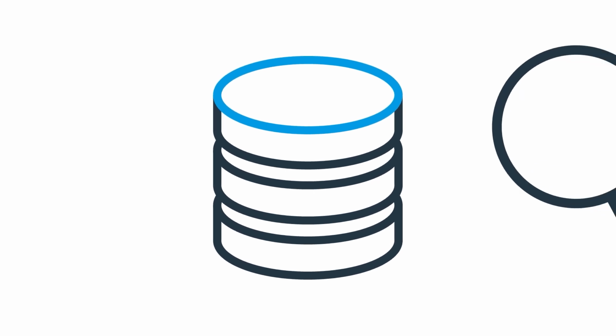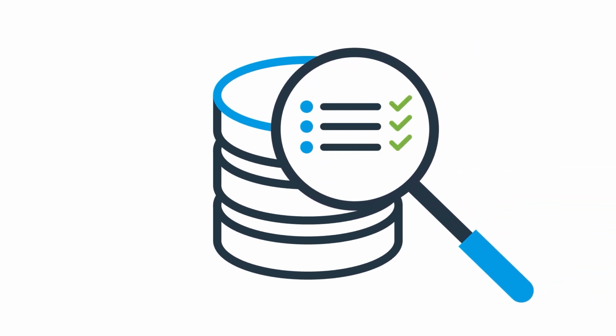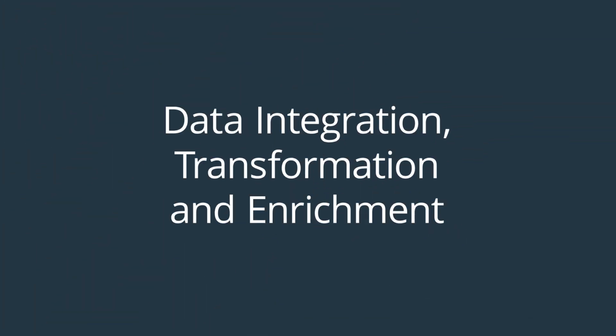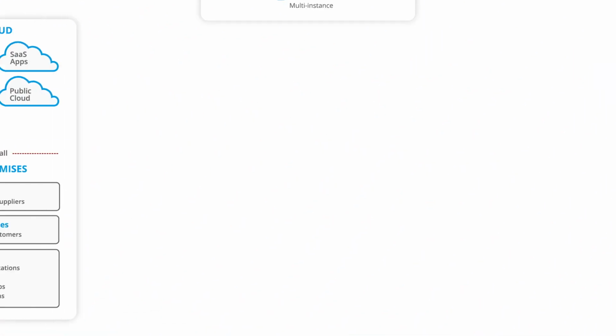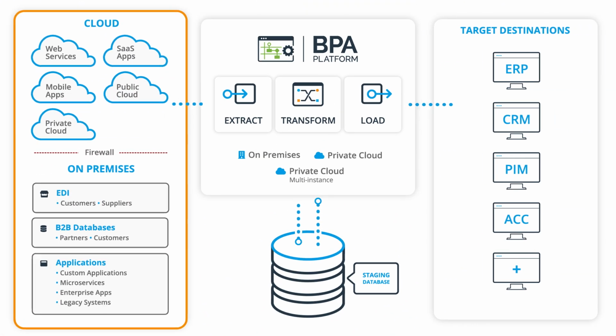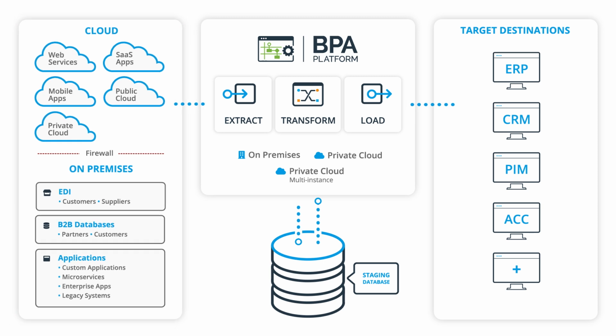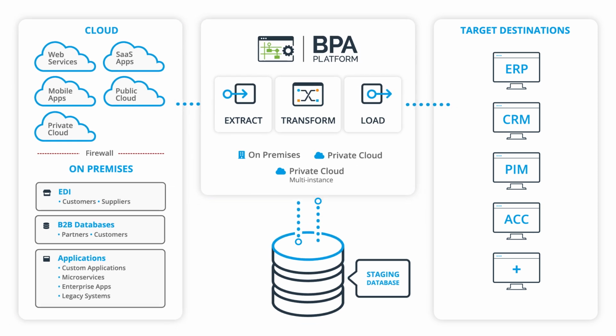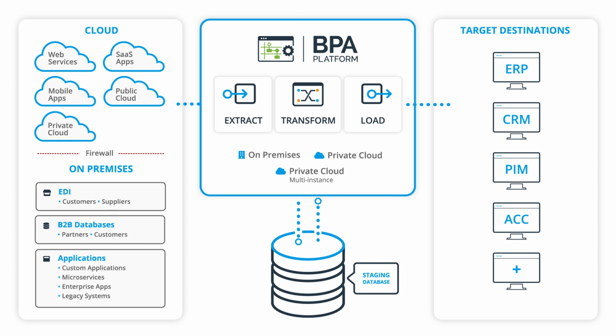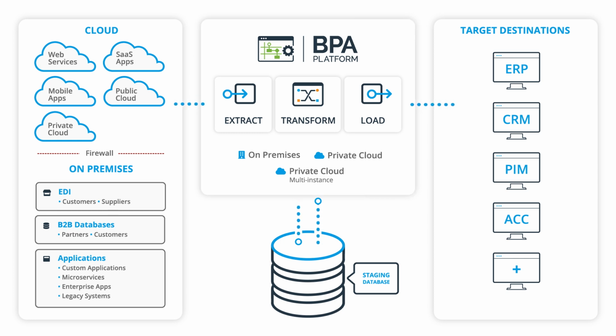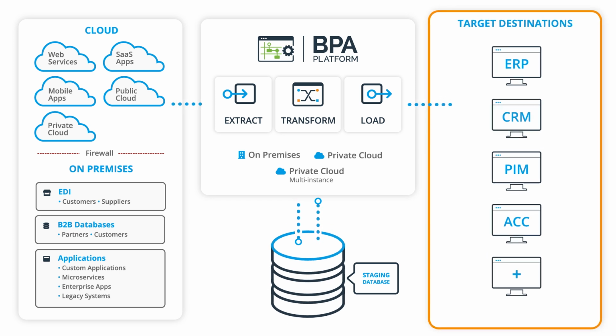Let's look at the benefits of using a staging database. The process typically starts by collecting data from various business systems. This data is then copied to a staging database, which acts as a repository of unified data to support business processes throughout the enterprise. BPA Platform can clean, validate, and transform the data to and from the staging database before it is copied to the target destination.